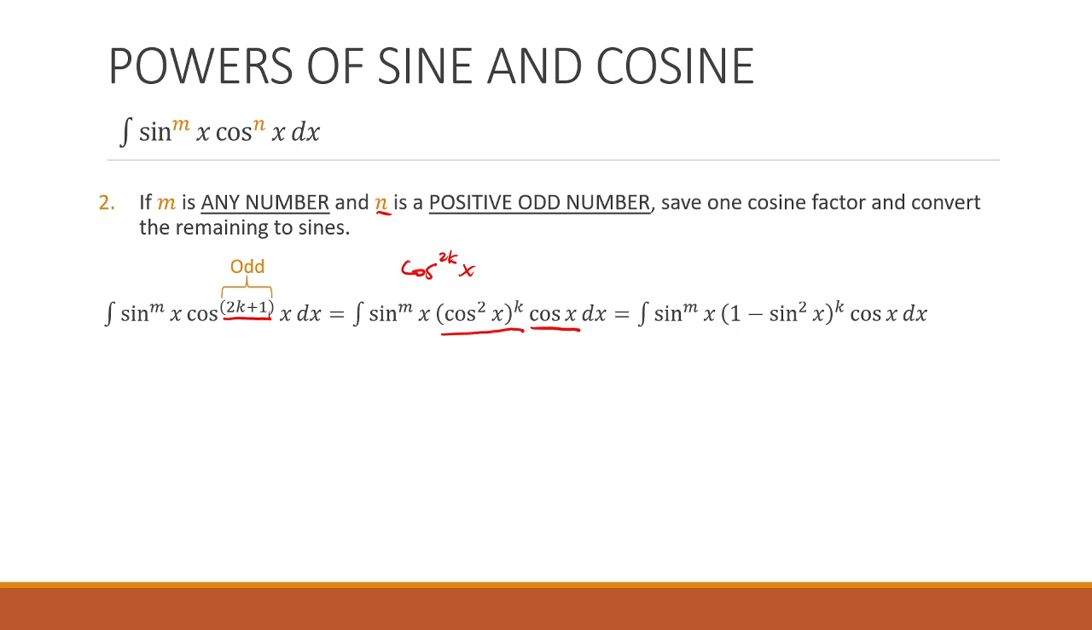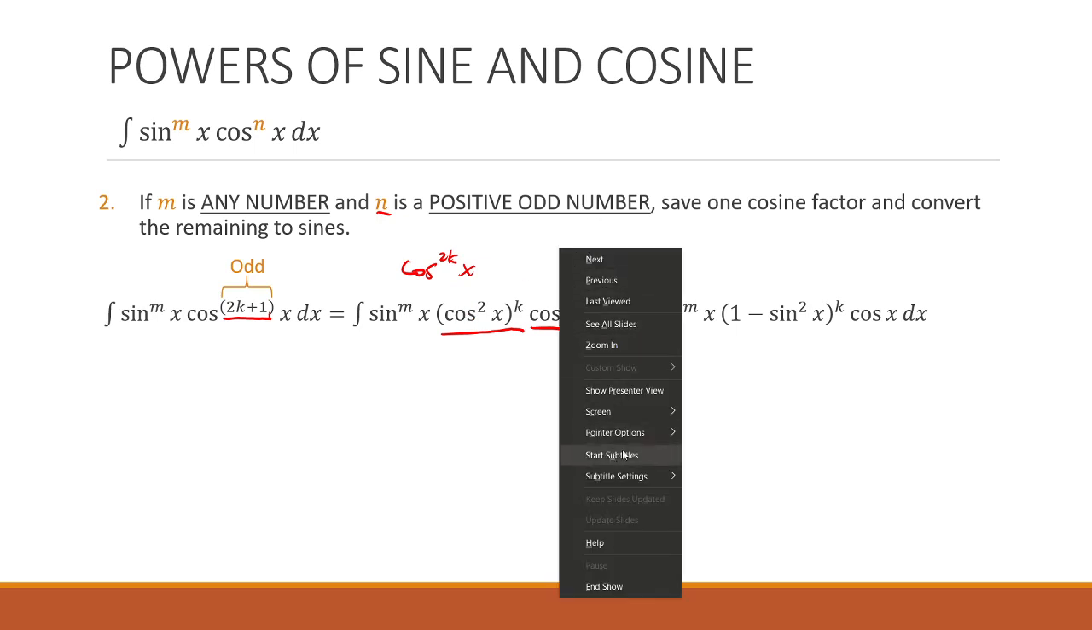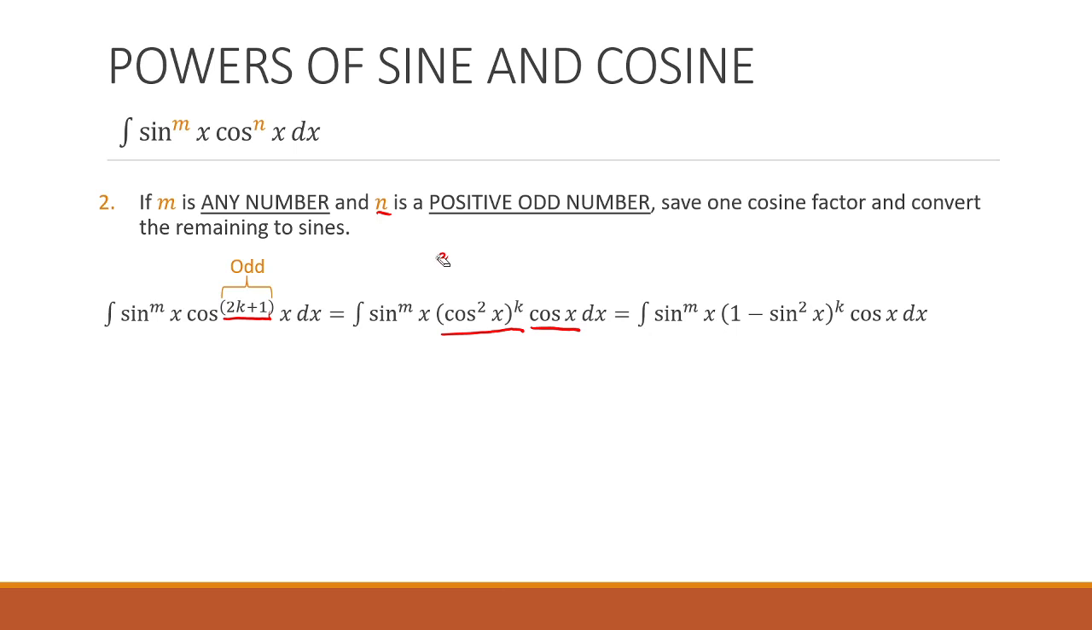And then, from here, this cosine squared x, same concept as the previous case: cosine should be converted to sine using the Pythagorean identity. So from cosine squared x, it becomes 1 minus sine squared x, raised to k. Whatever the value of k is, expand and then distribute the sine raised to m of x. So we now have a sum of the powers of sine times cosine x dx.